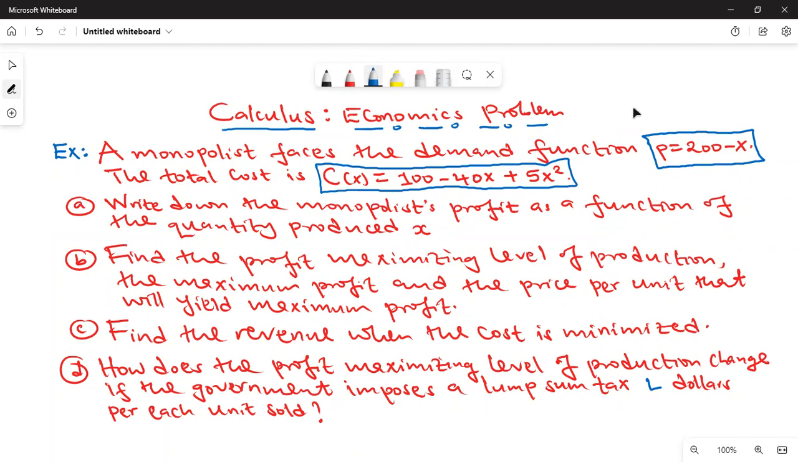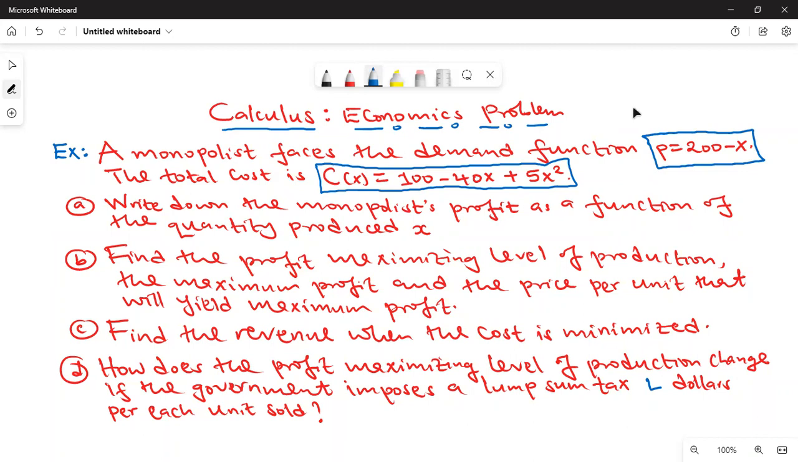We are told that a monopolist faces the demand function P is equal to 200 minus X. The total cost function is given by C of X is equal to 100 minus 40X plus 5X squared.